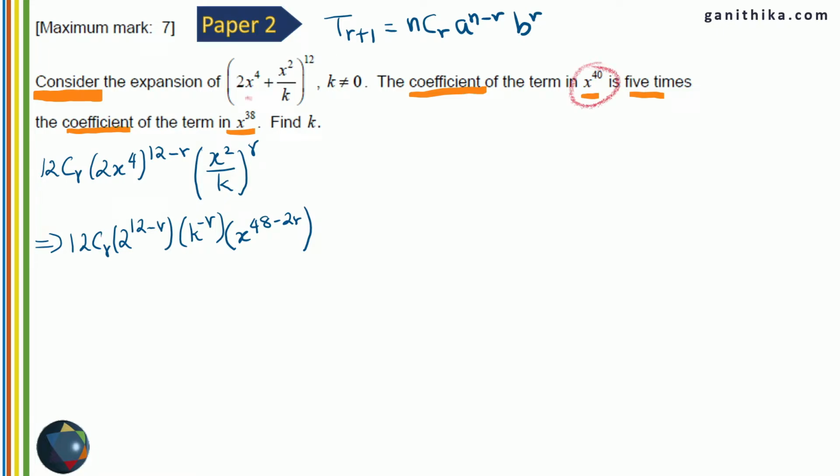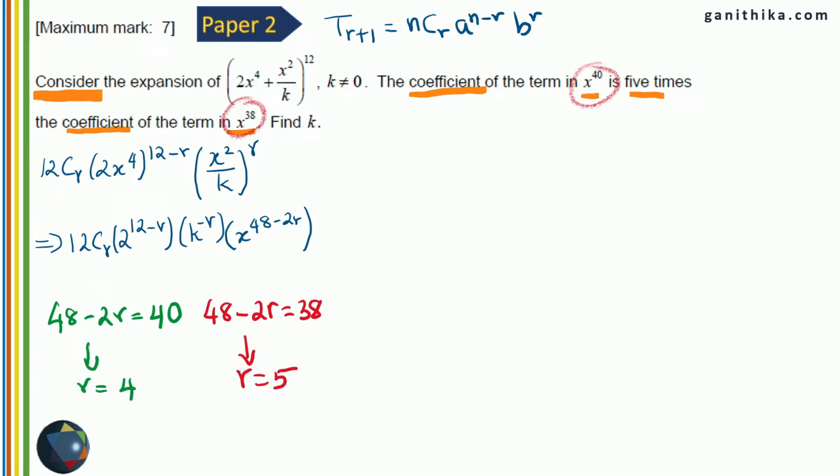We need x to the power of 40 and x to the power of 38, which means the power of x should be 40 and the power of x should be 38. But in the question we have the power of x to be 48 minus 2r. Equate that to 40 and equate that to 38, and solving the two equations you will get r equal to 4 and r equal to 5. So two values for r.